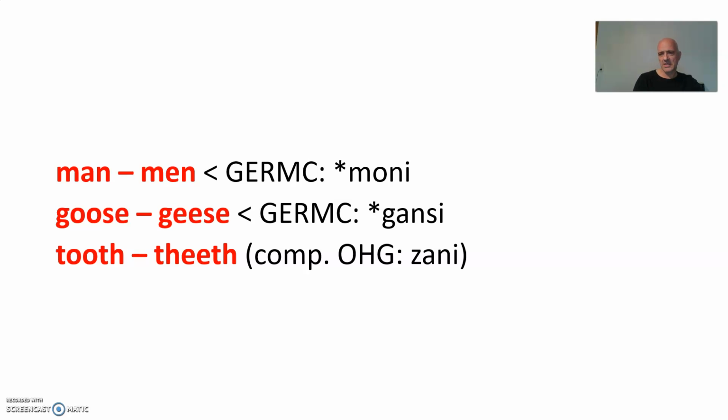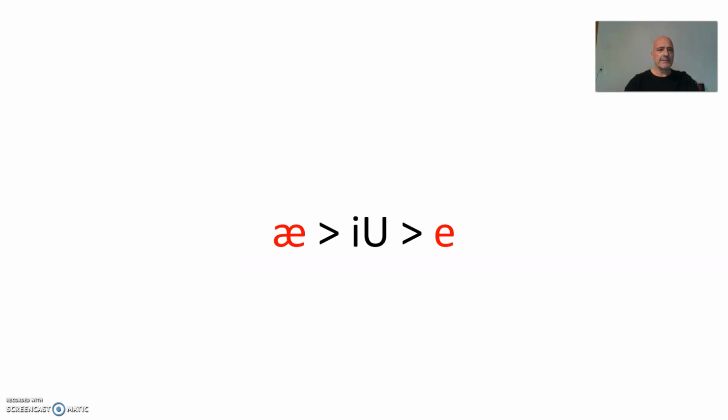Old High German, you still have that zani. But sometimes it makes perfect sense to compare to German, because we still have those umlauts, all of them, and we mark them with dots. Foot, Füße, and so on. Okay, we stop here and continue in a second.